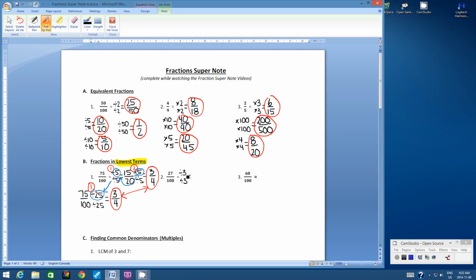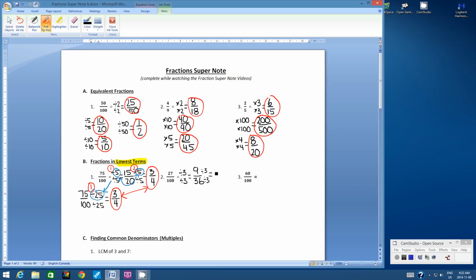So 27 divided by 3 is 9. And if you got your calculator handy, 108 divided by 3 is 36. Okay, now before we leave this question and before we move on, we have to ask ourselves, is there any number that can divide evenly into both the top and the bottom? Well, how about 3? So let's divide the top and the bottom by 3.